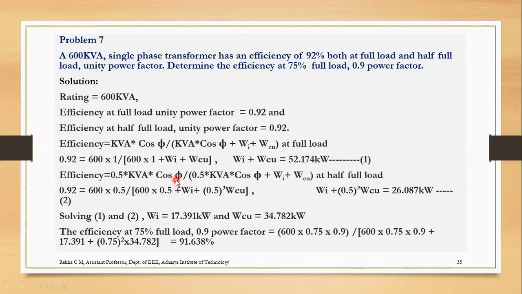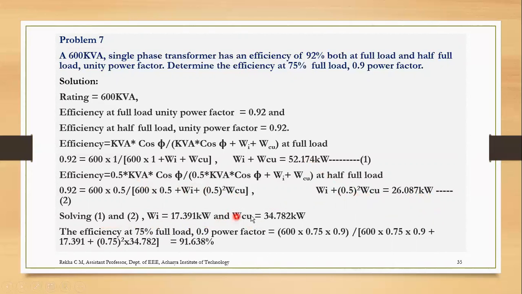What is the power factor? It is unity, so we are not writing it over here. Plus iron loss plus 0.5 square times copper loss. Now we get the expression iron loss plus 0.5 square copper loss equal to 26.087 kilowatts, again in kilowatts because we used kVA over here. Fine, so this is equation number 2. Solving equations 1 and 2, we get the iron loss and copper loss values.